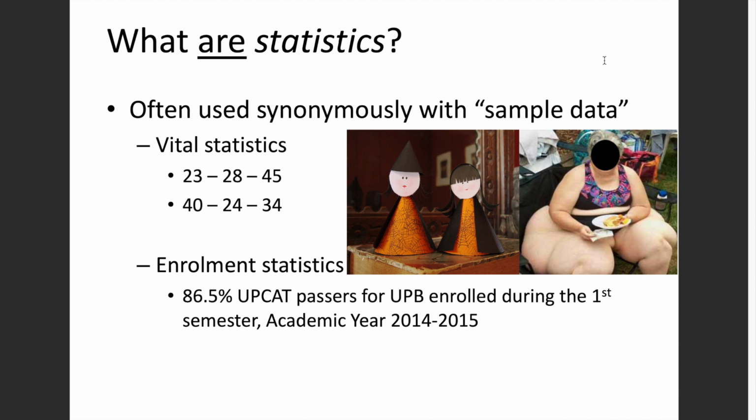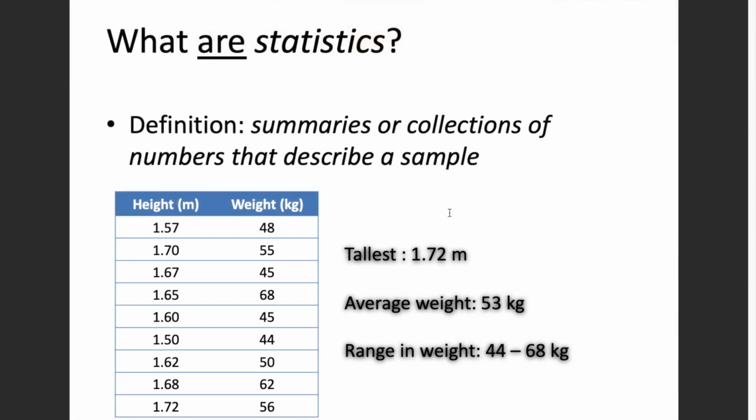It is often used synonymously with sample data. So like vital statistics, 23, 28, 45, or 40, 24, 34. We also have enrollment statistics, 85% of pupil passers, so on and so forth. But for here, we define statistics as the summaries or collection of numbers that describe a sample. For example, tallest is 1.72 meters, average weight of this data is 53 kilograms, the range in weight is 44 to 68 kilograms.